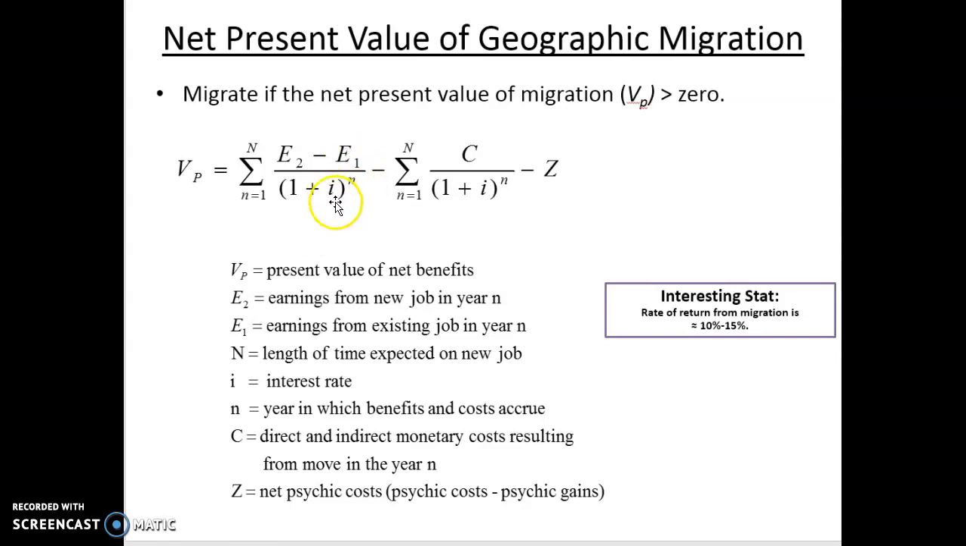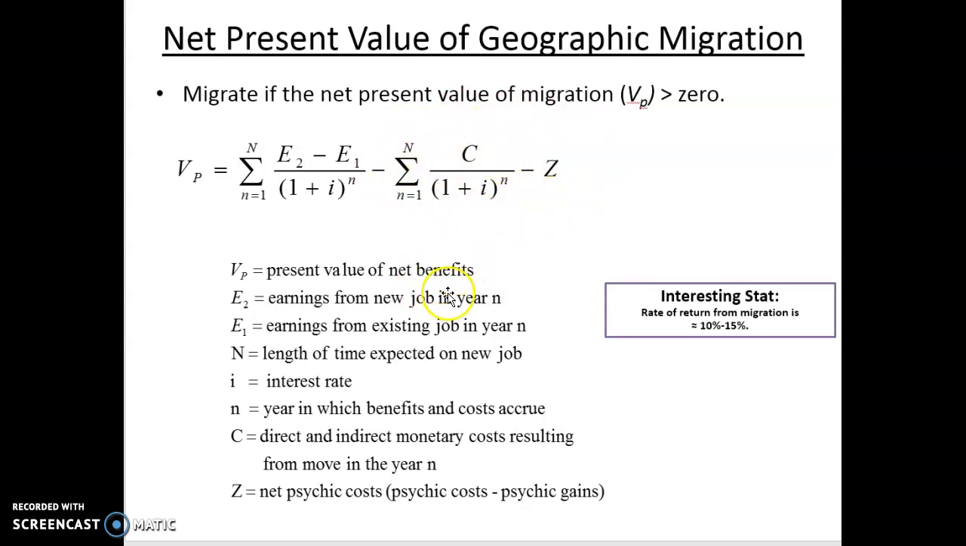And then you would impose a particular interest rate, a discount rate, based on what we learned in the previous chapter. The interest rate is typically the return that you could get on a savings account or the interest rate that you would pay if you borrowed money to fund that migration. And then over here we have the costs, what you give up. So this is what you get, right? The present value of the incremental earnings, and this is what you give up. And it's broken down into essentially C and Z.